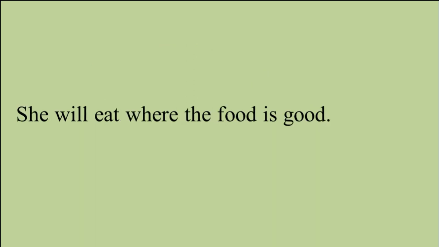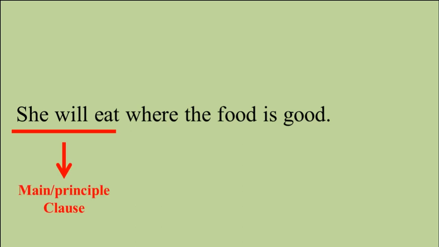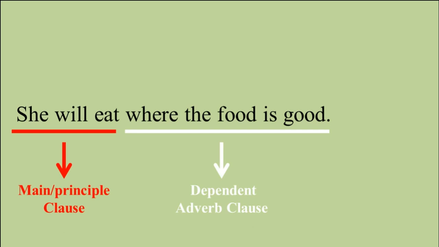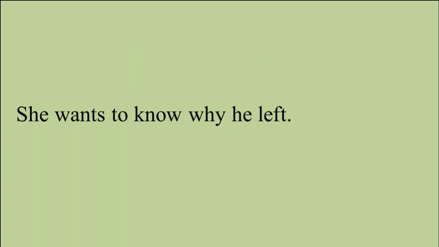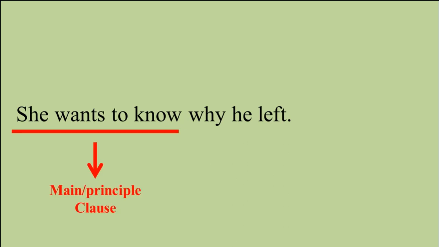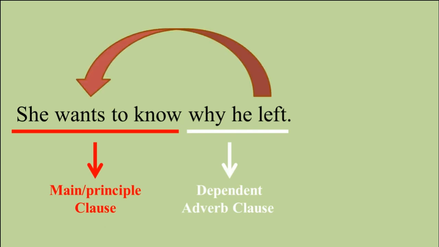She will eat where the food is good. She will eat, it's the main or principal clause. Where the food is good, it's a dependent adverb clause. It gives more information about the verb eat. She wants to know why he left. She wants to know, it's the main or principal clause. Why he left, it's a dependent adverb clause. It gives more information about the verb wants.